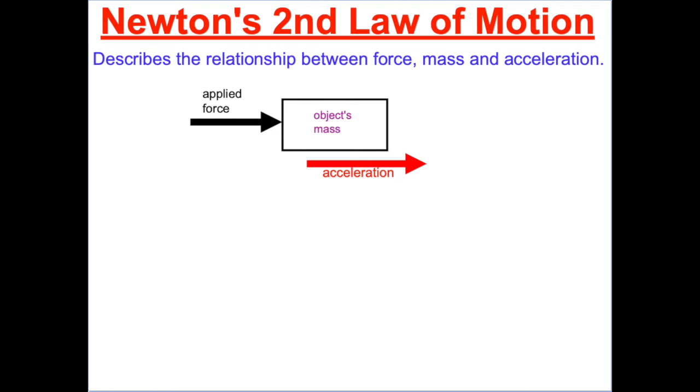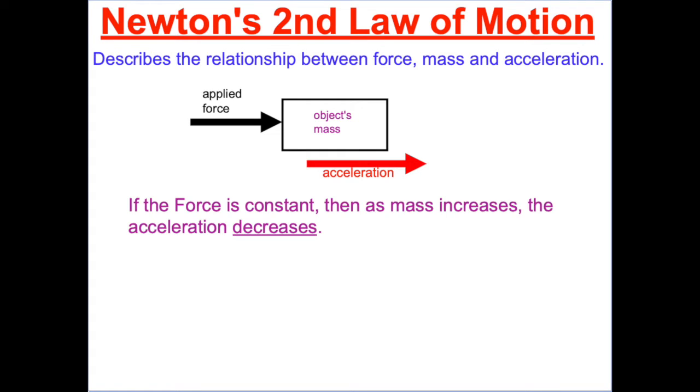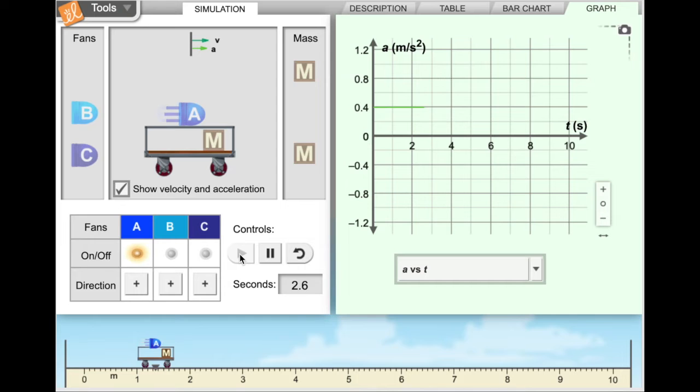We have already learned how the net force, mass, and acceleration are related. Let's take another look at this relationship that is called Newton's second law of motion. If the force is constant, then as the mass increases, the acceleration decreases. That means when applied the same force, the larger mass will have a lower acceleration.